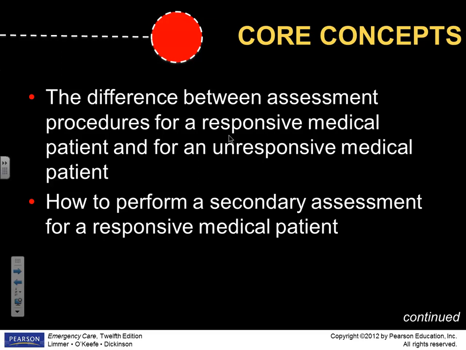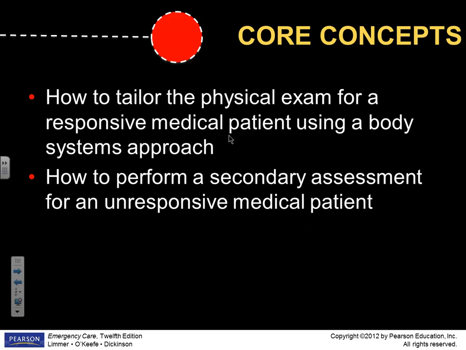With your trauma patients, the majority of those are going to be conscious, but you're going to have a fair number of them that are not conscious. But with your medical patients, most of the time, they can give you a good accounting of what's going on. We're going to look at how to do a secondary assessment on a responsive medical patient too. And I know these things are confusing, but once you start assessing patients, you'll very easily understand these differences. We're going to look at how to tailor a physical exam for a responsive patient based on a body systems approach. And we're going to look at secondary assessment for an unresponsive patient.